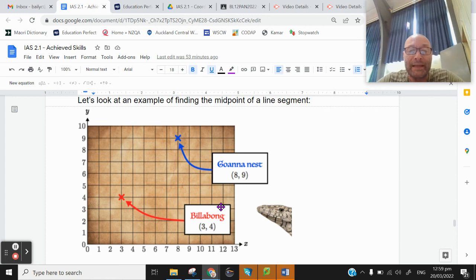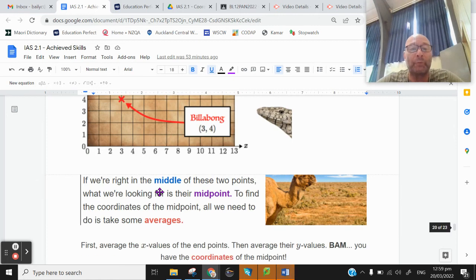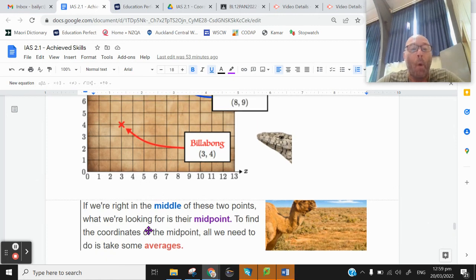What you're going to do is use the 3 and the 8 and find the number right in the middle of the 3 and the 8. And then you're going to find the number in between the 4 and the 9. Let's look at that example. So if we're right in the middle of these 2 points, what we're looking for is their midpoint, the midpoint of 3 and 8, and then the midpoint of 4 and 9.